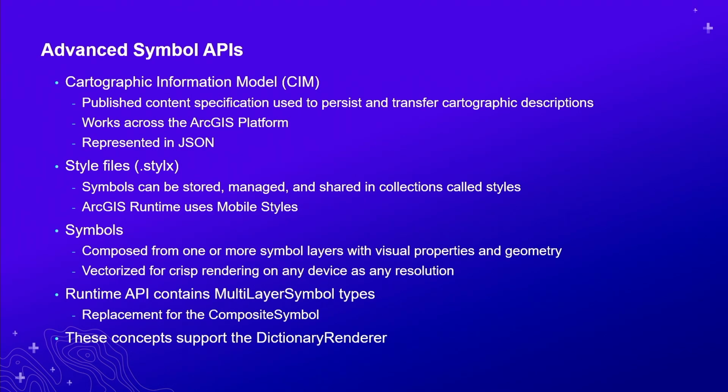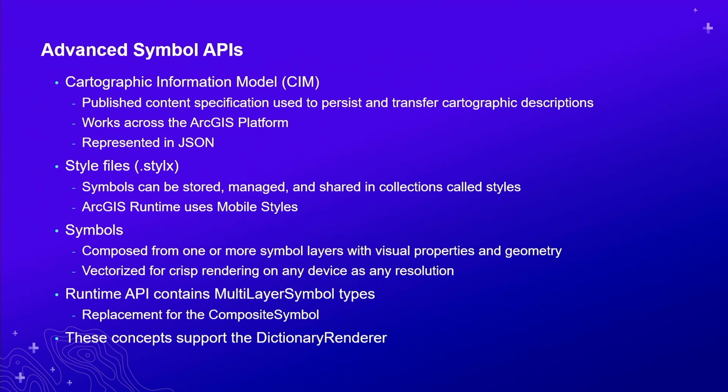And the nice thing, as I said, about the multi-layer symbol approach is that it works across the ArcGIS platform. Composite symbol was something that was only available in ArcGIS Runtime. There's another note on the slide there that these concepts support the dictionary renderer. So that's really an advanced version of the CIM and the style file and the symbols that are in there. Dictionary renderer contains additional logic that allows you to assemble individual symbol layers into one of these multi-layer symbols that are specific to a set of criteria.